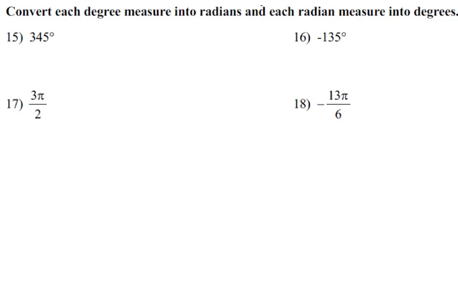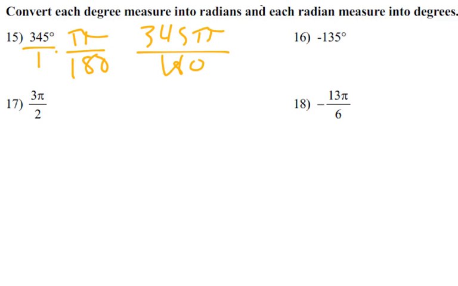Alright, now remember, converting degrees from radians and back and forth. If you're given degrees, put it over 1, times pi over 180. So we'd have 345 times pi over 180. Don't just stick that in the calculator. What you're looking at doing is reducing. So let's think about this one. So I could divide 5 into it, right?